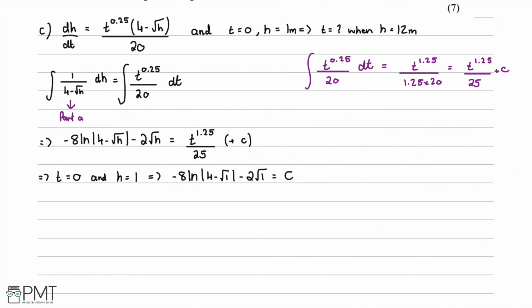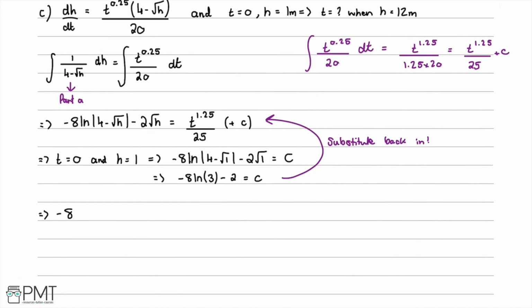And then simplifying this ever so slightly, we'll have negative 8 ln, then we have 4 minus the square root of 1, which is 3, and we know 3 is positive and nothing can change, so we can omit the absolute value signs. Then we have 2 multiplied by the square root of 1, which is 2 multiplied by 1, which is 2, and that is going to be equal to c. So what we can do is now take this and substitute it back into this equation here.